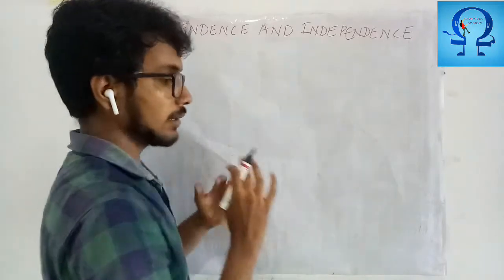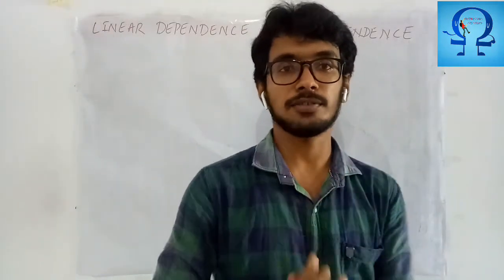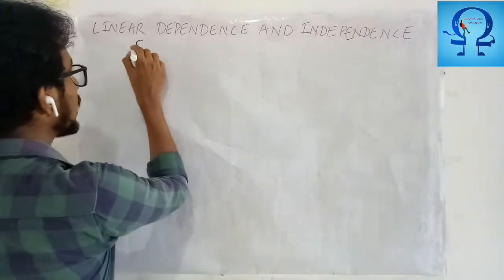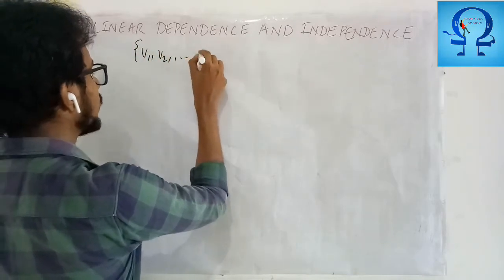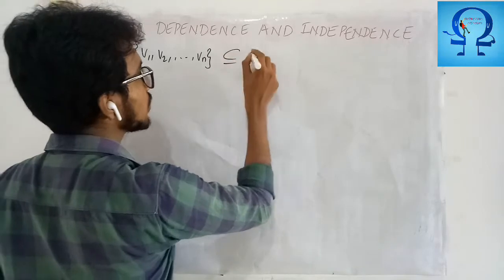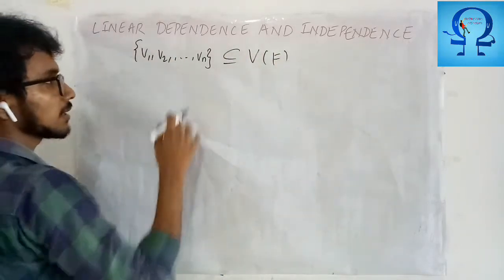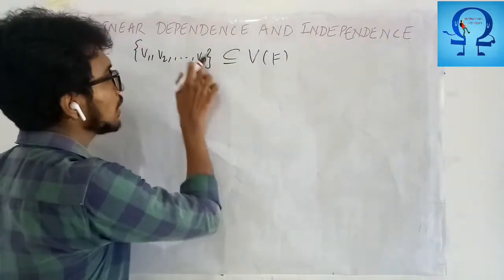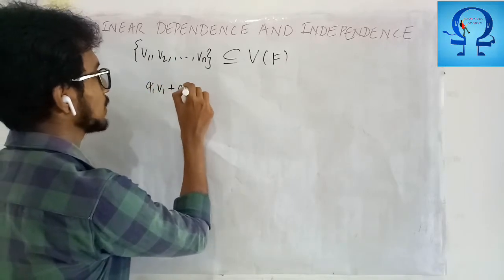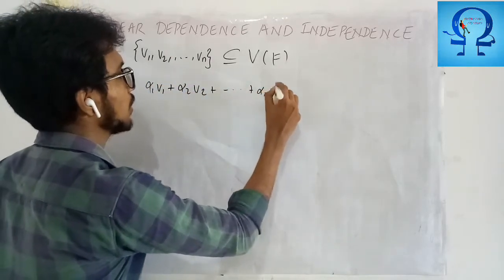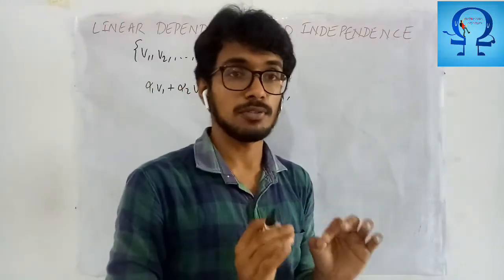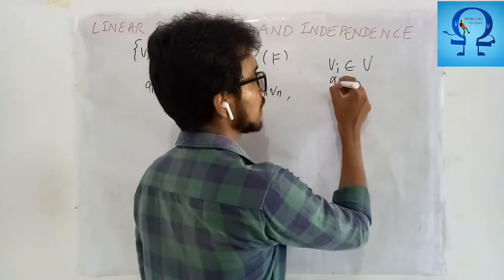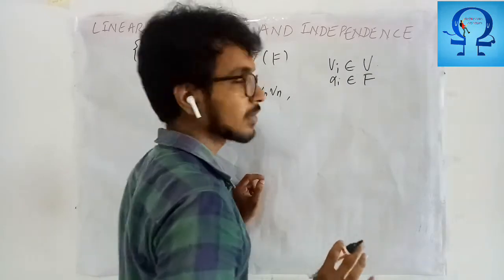Here, while talking about linear dependence or independence of vectors, we will have to take a collection of vectors from the vector space. Let me take the collection v1, v2 till vn in the vector space. These vectors are to be examined for independence or dependence. Let me write down the linear combination of these: alpha 1 v1 plus alpha 2 v2 till alpha n vn. Here you will have to be very careful that these vectors are taken from the vector space V and the scalars are taken from the field F.